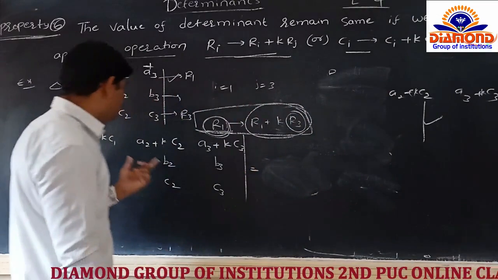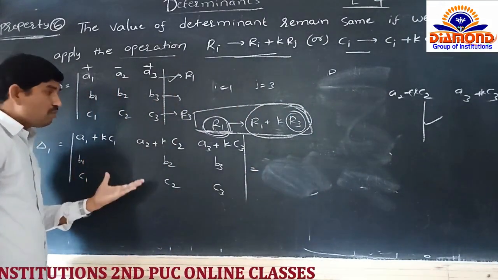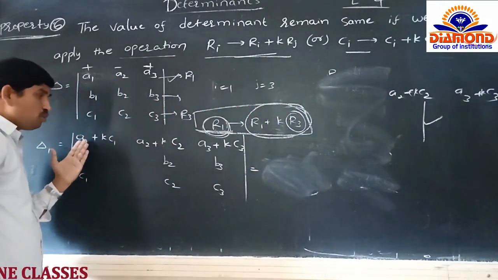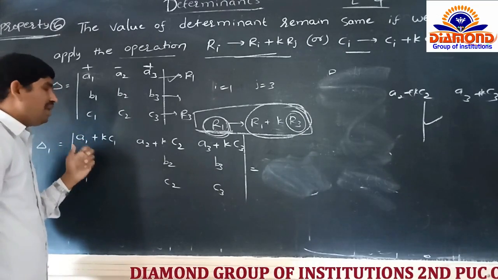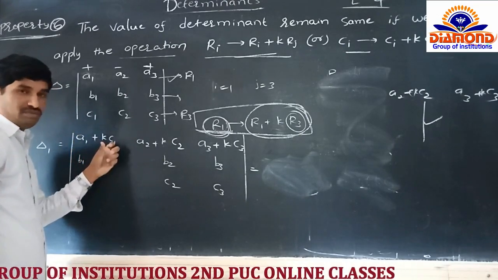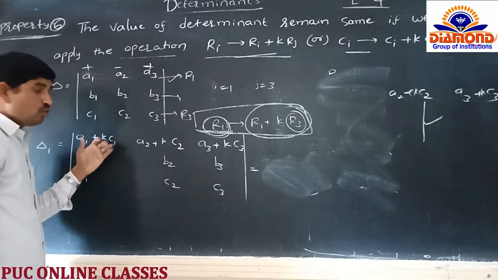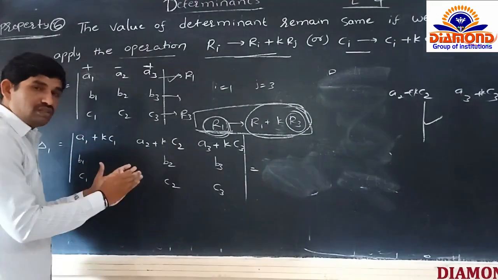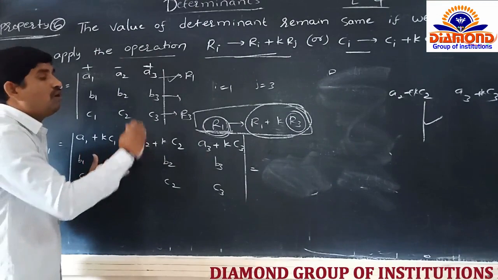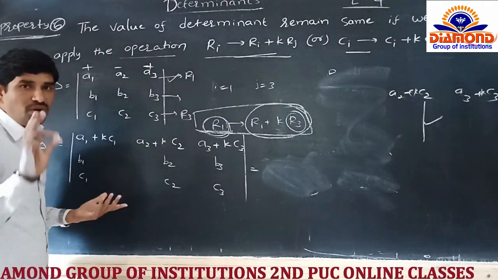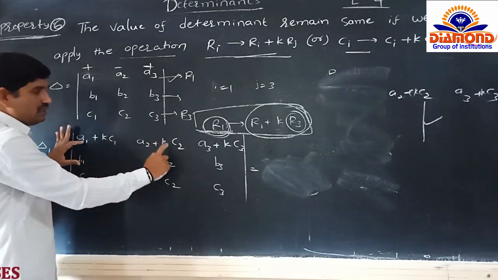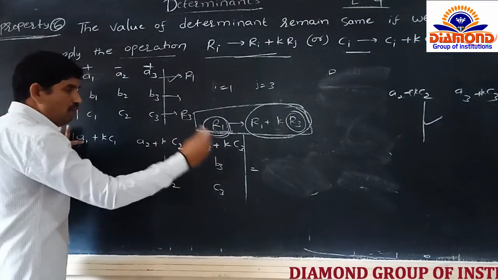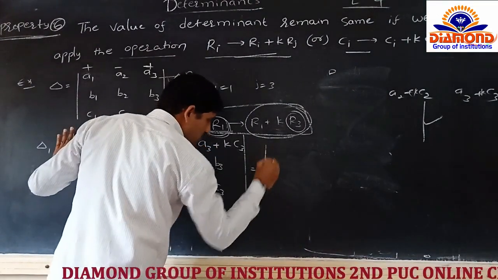Which property, sir? Property number 5. What is property number 5? If any row or any column has the sum of two or more terms in its elements, we can split it and express it as the sum of two determinants. That is property number 5. Here each element of R1 is the sum of two terms, so I will apply property number 5.